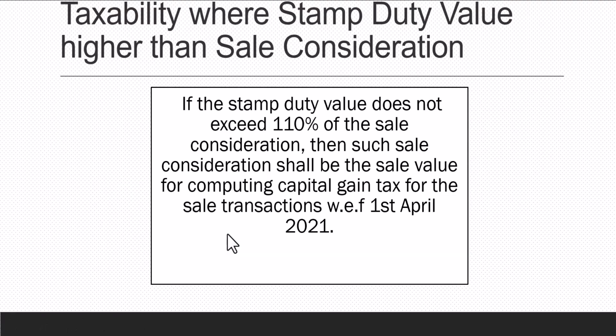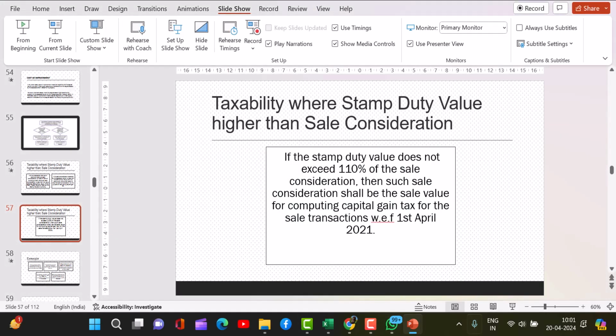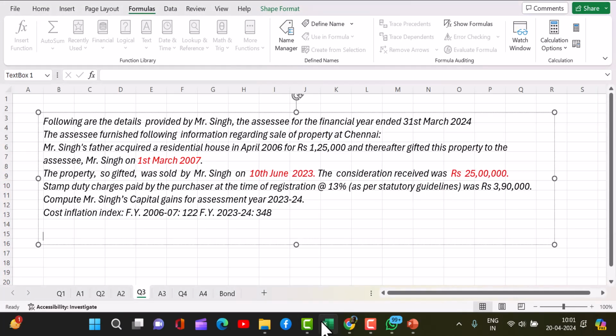So if we go back here and read this further, read it again: if the stamp duty value does not exceed 110% of the sale consideration, then the sale consideration shall be the sale value for computing the capital gains tax for sale transactions with effect from 1st April 2021. Is that clear to all? Okay, so we'll do this question so you'll understand that. This question was there, that's why we did it. So just come back to this.